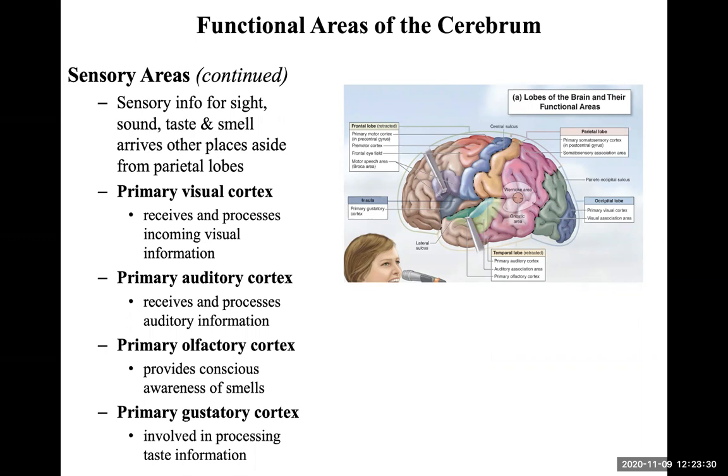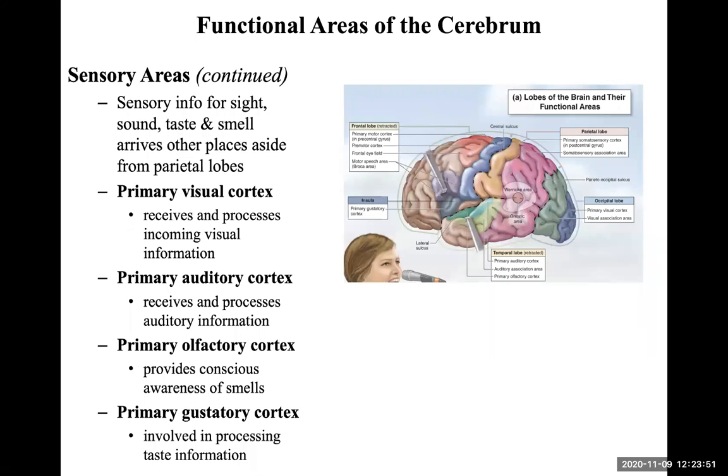And then, of course, we have association areas. And in addition to the association areas for the lobes, I should also say we also have these multimodal association areas that compile and integrate information from the different lobes of the brain in order for us to make sense of those sensations that we are experiencing.